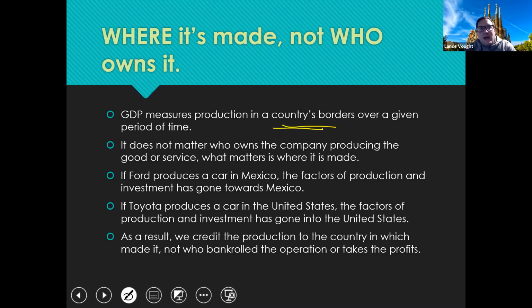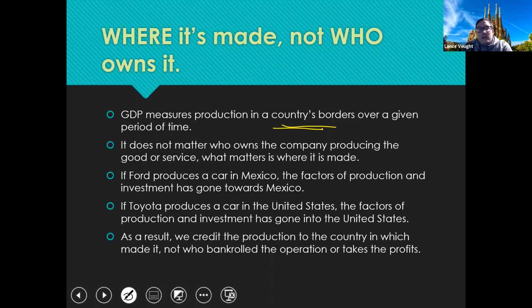Just like when we talked about absolute advantage versus comparative advantage, where absolute advantage seems like it would be the reason we would trade. Why would I trade with someone that can't make as much as I can? Well, the reality is that there's a trade-off, where you have to give something up to make that other thing that you otherwise could have had someone else make, and then you could have specialized in the thing that makes you the most money. Same holds true for GDP. We do not credit who owns the company. We credit where the stuff was made.